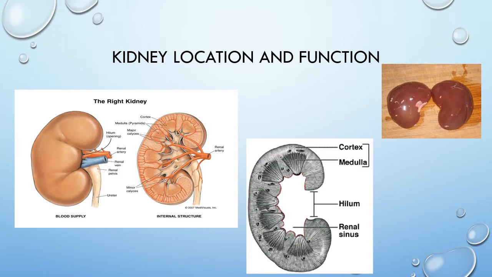As far as kidney function and structure, kidneys are bean-shaped organs. They lie against the dorsal body wall. The right is slightly lower than the left because of the liver. It's found in the superior lumbar region around the 12th rib. The size of it, which you can see in that top right-hand image, is about the size of a bar of soap.